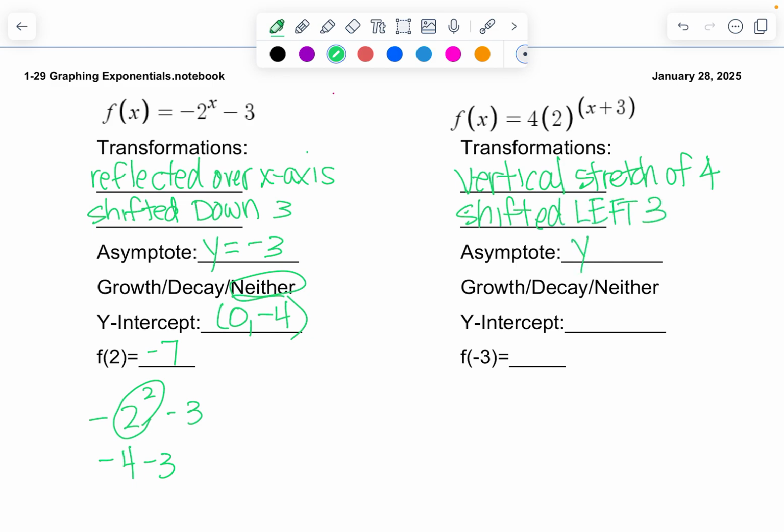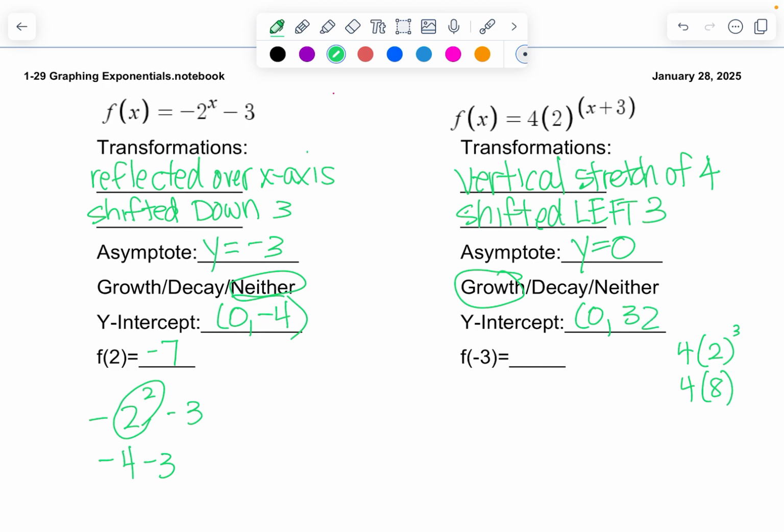All right, the asymptote is y equals 0. There is no negative, so we have to determine whether it's growth or decay. And because the base is 2, it's going to be growth. And then we can either graph this or put in 0 for the x, so we get 4 times 2 to the third power. Well, 2 to the third power is 8, and 4 times 8 is 32, okay?